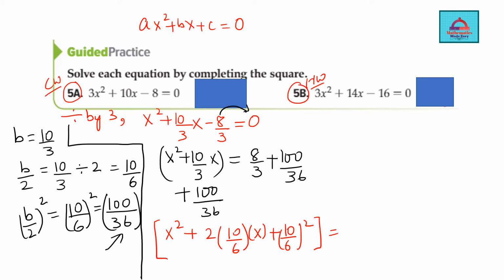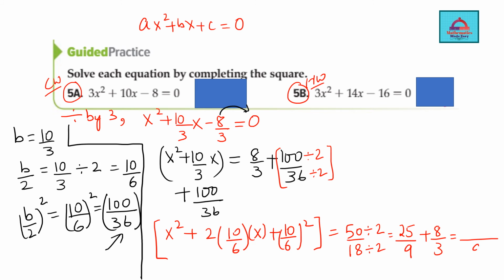Let's divide by 2 these terms just to simplify it up, so it becomes 50 over 18. I can still divide by 2. It becomes 25 over 9, okay, plus 8 over 3. So I'll have to take LCM so that I make the denominator same. So it is 25 plus 8 threes are 24. So this gives you 49 over 9 on the right side.